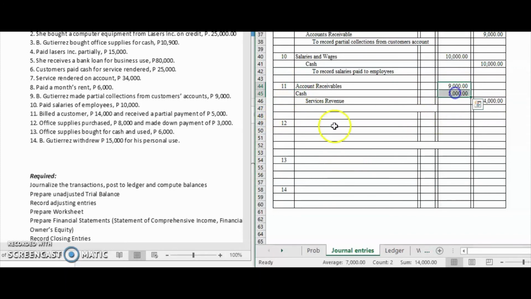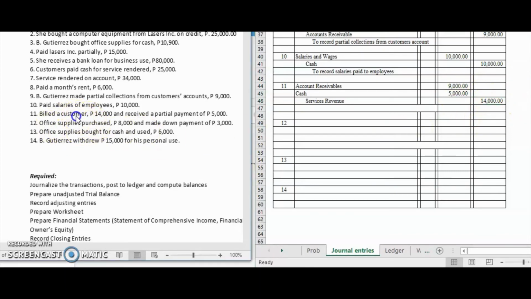And what are these two? This is what we call revenue. Okay, which is 14,000 ang total. Pwede bang si debit saka si credit, yung total nito saka nito is magkaiba? Hindi po. Dapat balanse ito at si ito. So 9 plus 5 is 14,000 is equal to 14,000 na revenue.